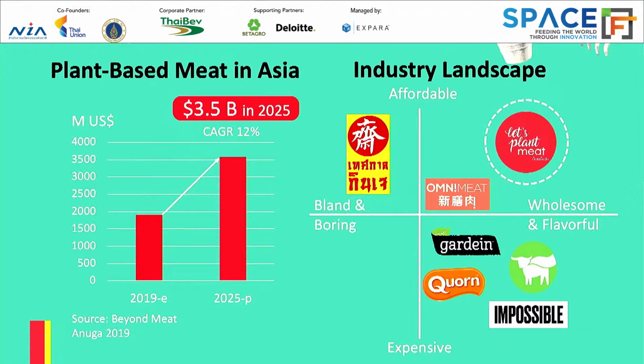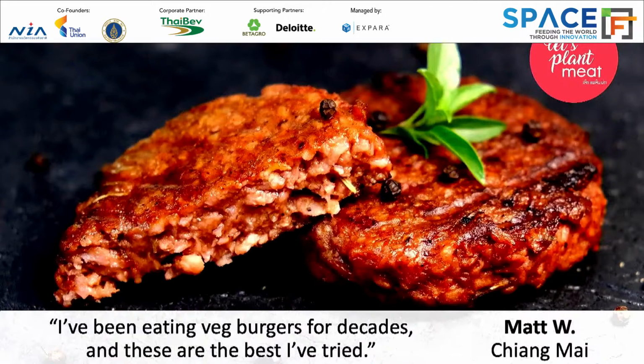Industry landscape: on the horizontal axis, we see wholesome and flavorful meat, with a lot of imports coming in, but it's not affordable. We have the J vegetarian, which is also boring. So we want to go into that quadrant to offer something that is good and that is affordable for Asian people. We started with a burger patty. Matt said that it is the best burger patty that he ate in decades.